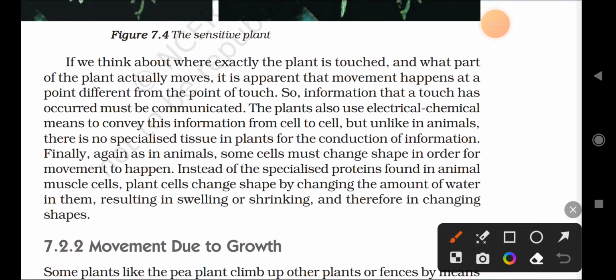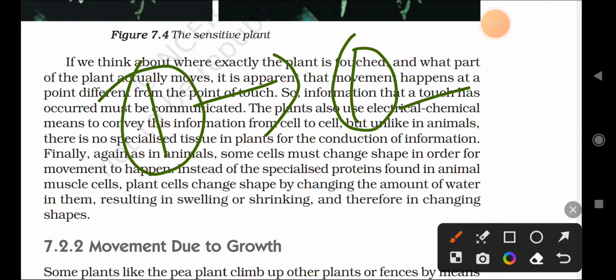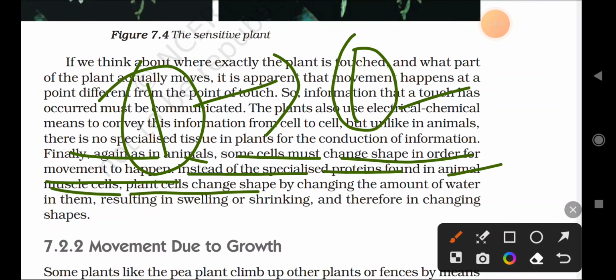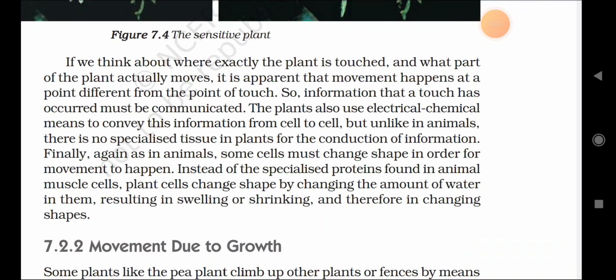They are using the electrical chemical method to transfer the information. But how is the information actually moving from one cell to another? There should be a path. In the animal body, they change the protein, and the cells move. But in the case of plants, what do they change? Again, in animals some cells must change their shape in order for movement to happen. Instead of specialized proteins found in animal cells, plants also change the shape by changing the amount of water in them. Okay, very important.